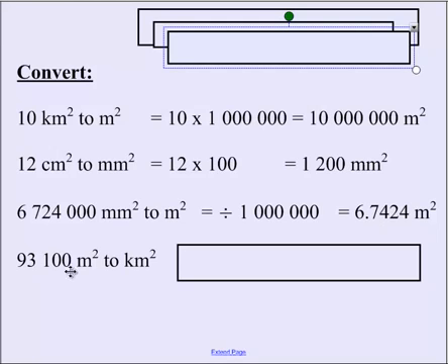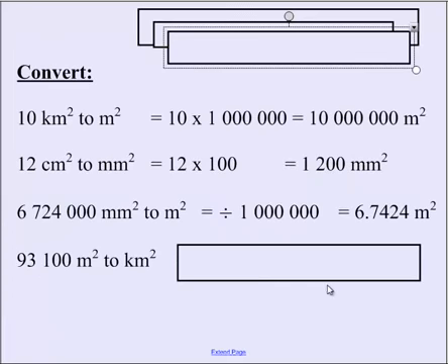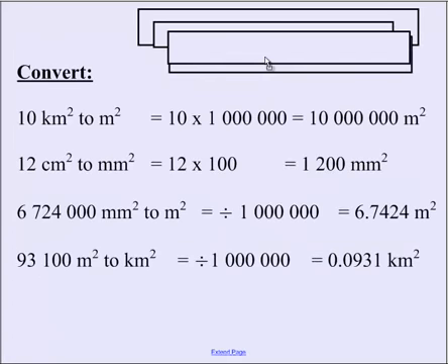Okay, this last example here, 93,100 meters squared, and we're converting it to kilometers squared. So again, we're going from a smaller unit to a larger unit, which means we're going to divide. And from meters squared to kilometers squared is 2 zeros, 4 zeros, 6 zeros. So we need to divide by 1 million again. Now the decimal point goes back 6 places, so it goes back 3.